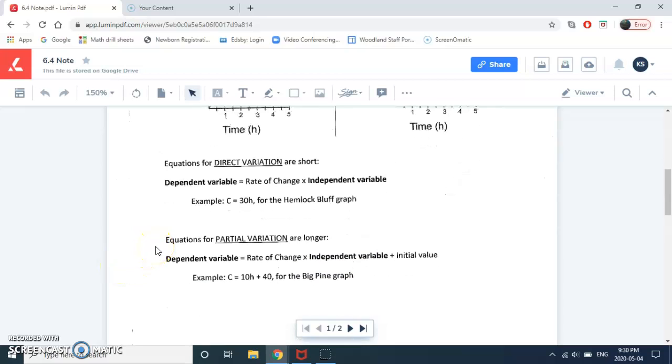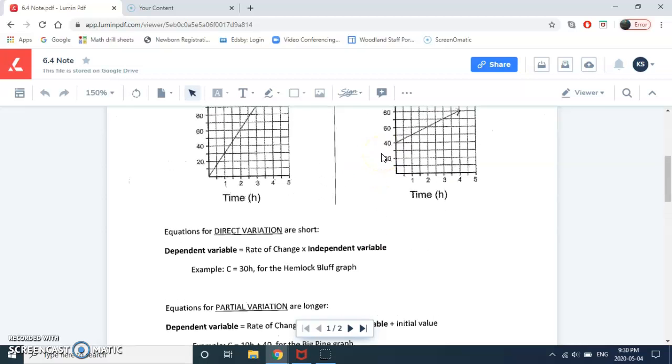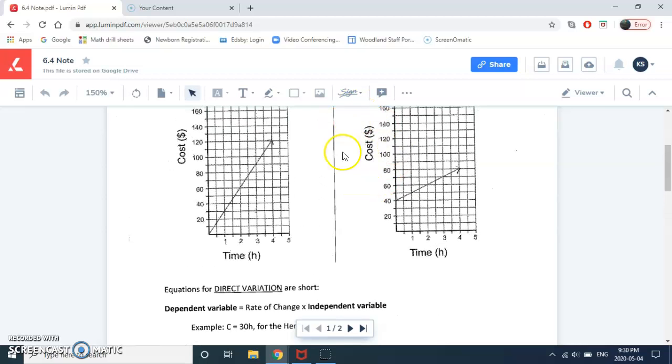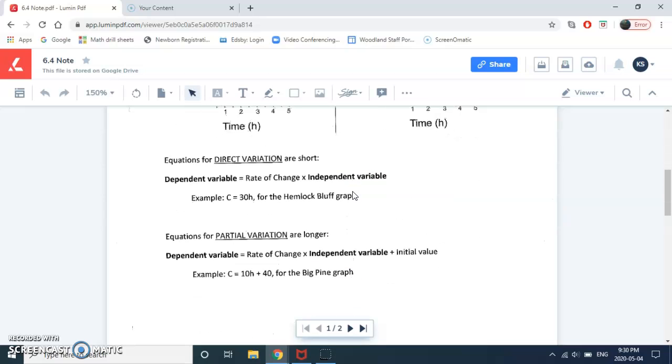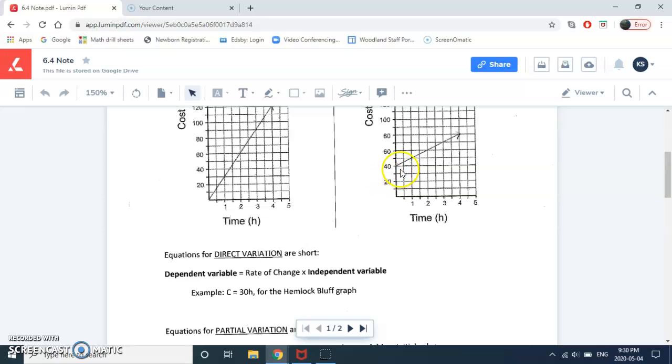And the equations for partial variations, they are longer. We take the dependent variable, which is our cost. That's on our y-axis. And that is going to equal the rate of change, rise over run. We're going to multiply that by our independent variable, again from our bottom, from our x-axis, and then we are going to add in that initial value. So we see here that our initial value was 40.